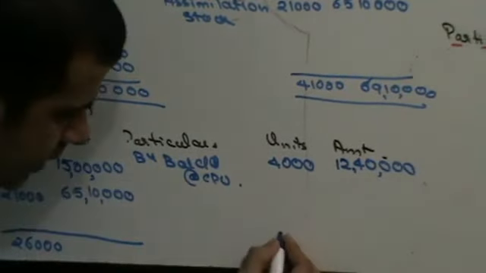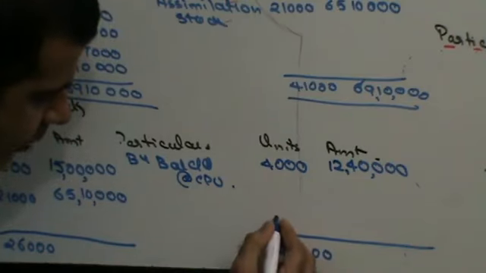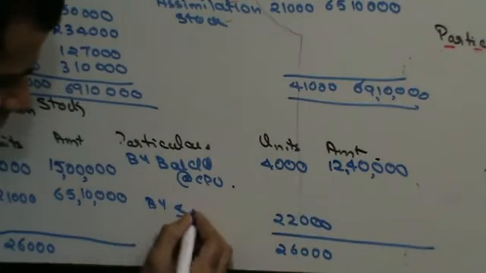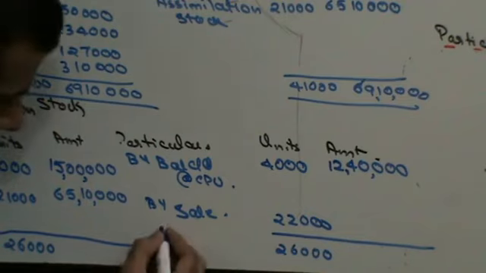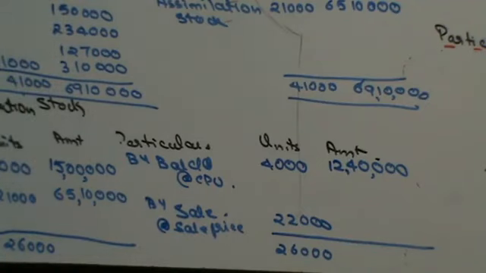Okay. Now let's see this. This is 26,000. 26,000 minus 4,000, 22,000. This is going to be by sale, right? So you will be selling 22,000 units. These 22,000 units have to be sold at the rate of sale price. The sale price is given to you at the end of the sum. Sale price is given to you as 350 rupees. So 22,000 into 350 will give you 77 lakhs.